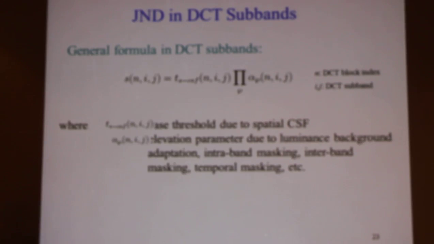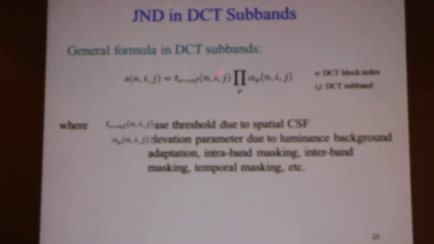Okay, then how can we formulate JND in the DCT domain? For example, I choose DCT because DCT is the most popular transform in signal processing. All the image and video coding methods use DCT hybrid or image coding methods. So they are all more or less in the DCT domain. So in the literature, the sensitivity, the JND in the DCT domain, is formulated as a multiplication of different factors.